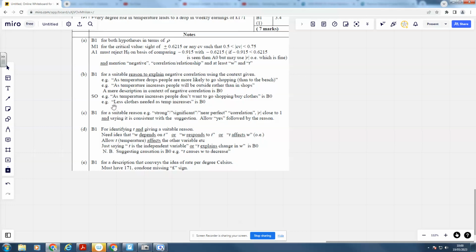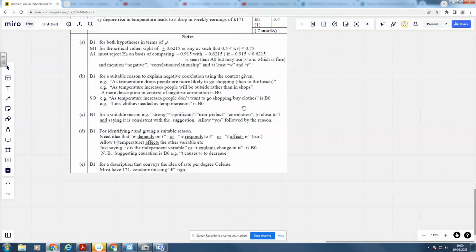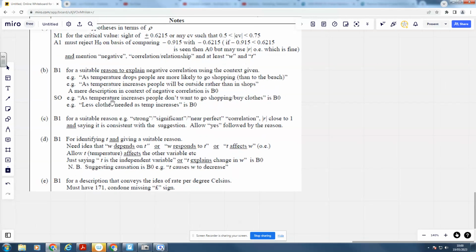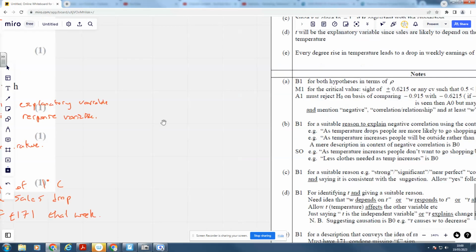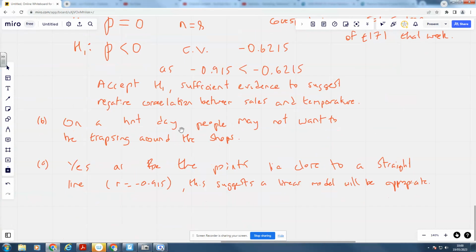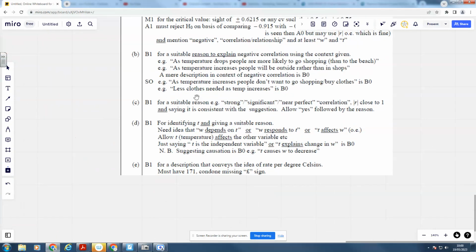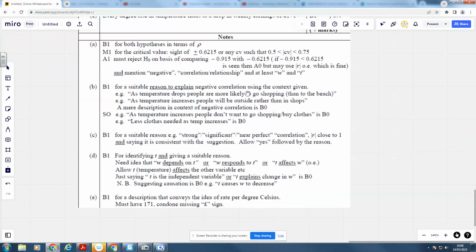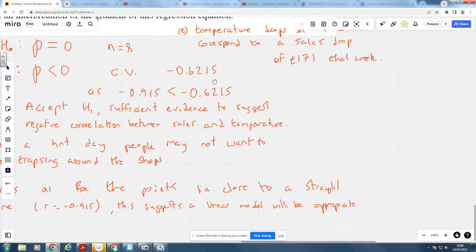This is interesting. They're giving you, look, as temperature increases, people, am I getting B0 here? That's so nasty. As temperature increases, people don't want to go shopping, buy clothes, is B0. What? I think that's so harsh. There we go. I'm not getting the marks here. On a hot day, people may not want to be traipsing around the shops. Now, let me just try and understand what they're really saying here. Using the context given, we've got to give a reason they're not going in. Well, they don't want to be traipsing around the shops. Have I given a reason there?